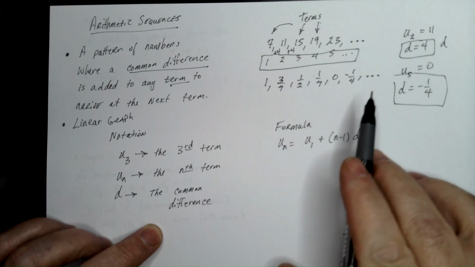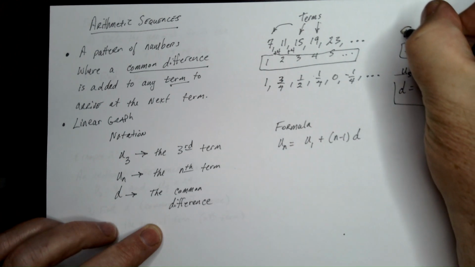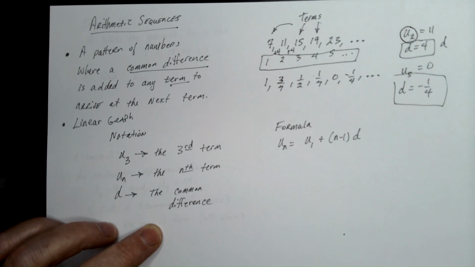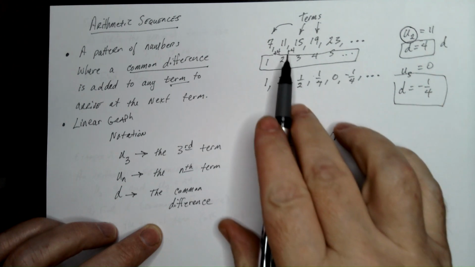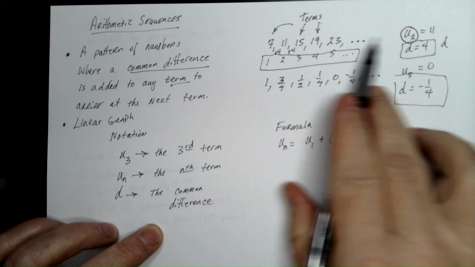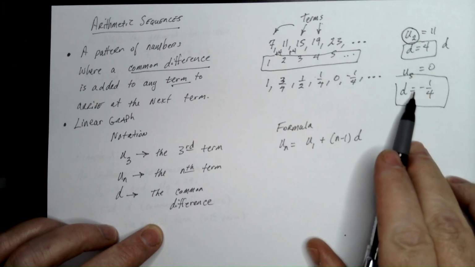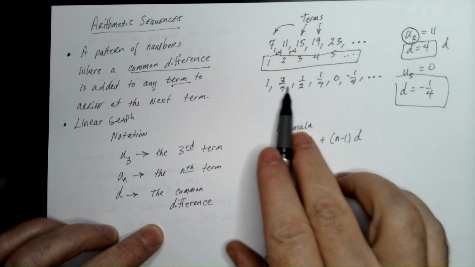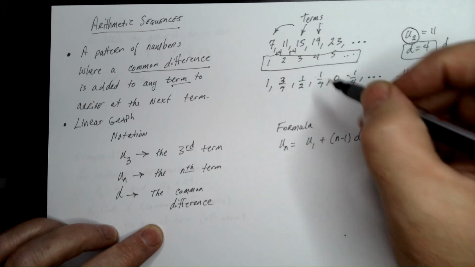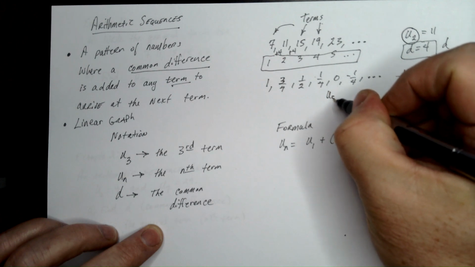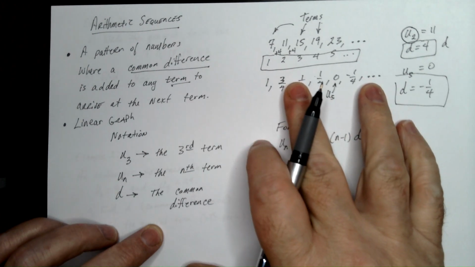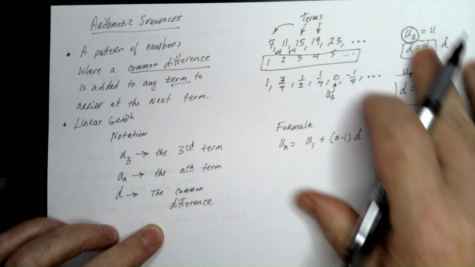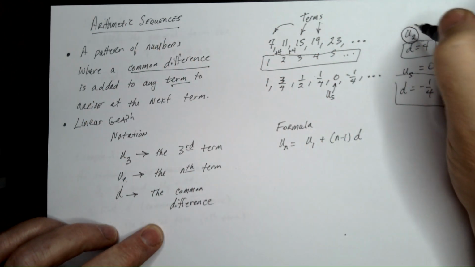Now, for the terms themselves, I'm going to use this kind of notation right here with a subscript, like U2. So U2 would be the second term in this sequence right here. And here, U5: 1, 2, 3, 4, 5, this would be term 5, which we're going to call U sub 5. So that's what an arithmetic sequence is, and this is how the notation works.